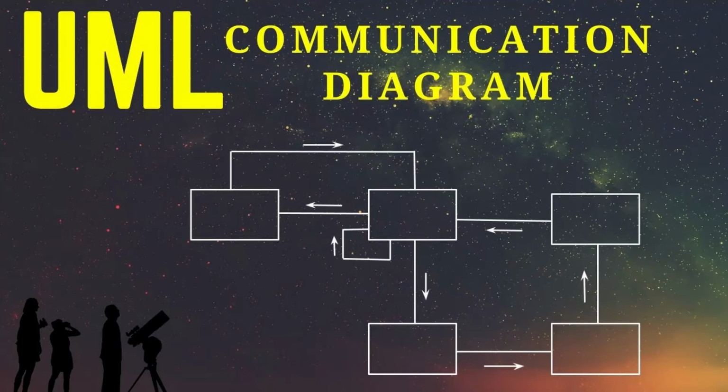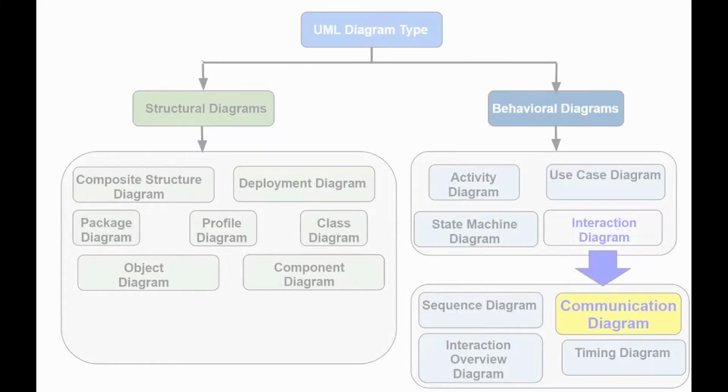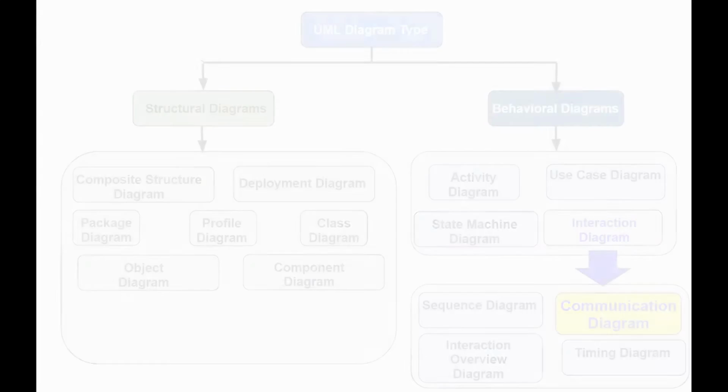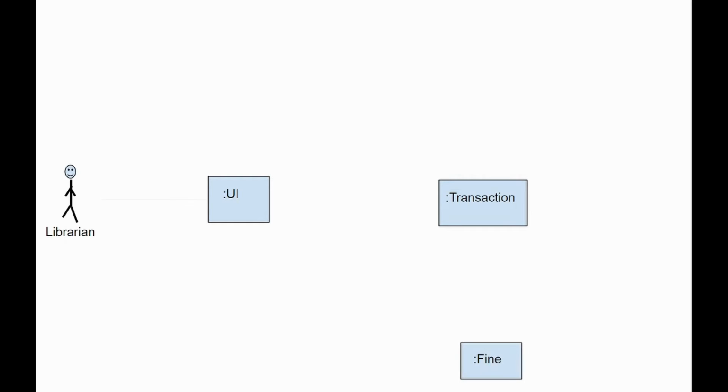Hey coders. Similar to sequence diagrams, communication diagrams are subtypes of interaction diagrams and show how objects interact with each other. Communication diagrams, or as they were called prior to UML 2.0, collaboration diagrams, essentially are the extensions of object diagrams that show these objects along with the messages that objects send to each other.